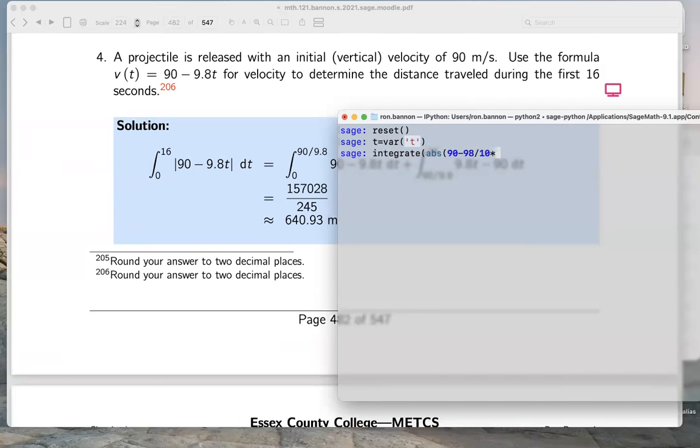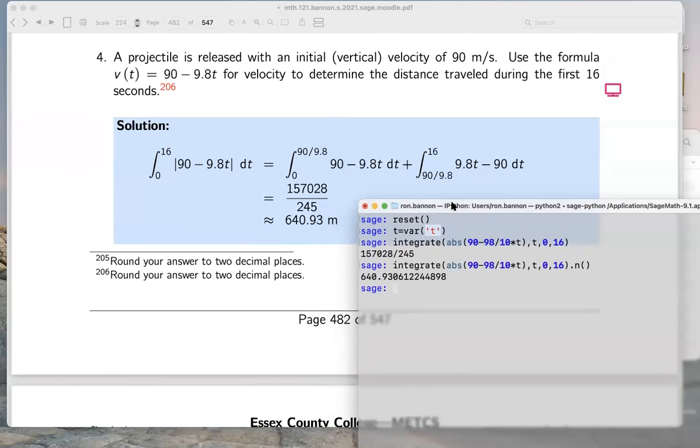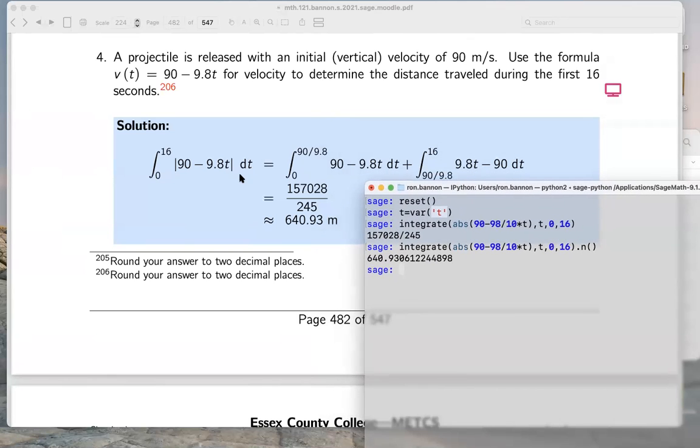That seems strange, I realize that. And then I'm going to say t goes from 0 to 16. And what do you get? You get that number over there, which is 157028 over 245. I'm going to approximate that, dot n, and you get 640.93. Now, granted, you can also do the other integrations if you want. That's up to you. You don't have to do that. All right, let me get the next question.